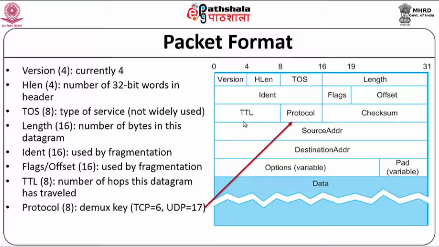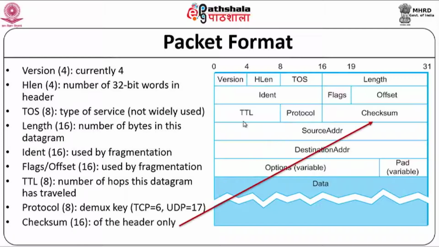Okay. So, then we have a protocol field, which tells you whether this packet is to be delivered to the TCP protocol or the UDP protocol. So, it is a demultiplexing key in that sense. Then we have a checksum field which is used only for the IP header. Checksum calculation is done just as it is done for UDP and TCP, the same ones complement based addition. That is the same idea that is used.